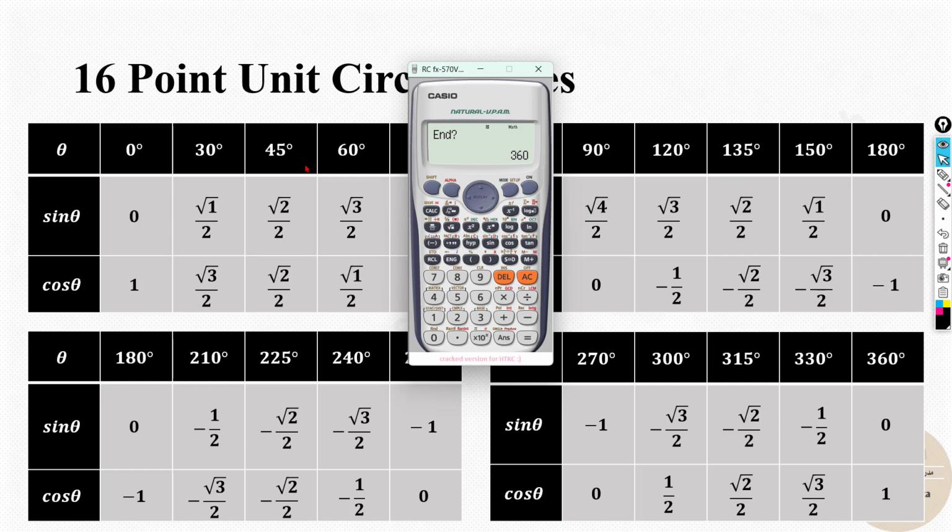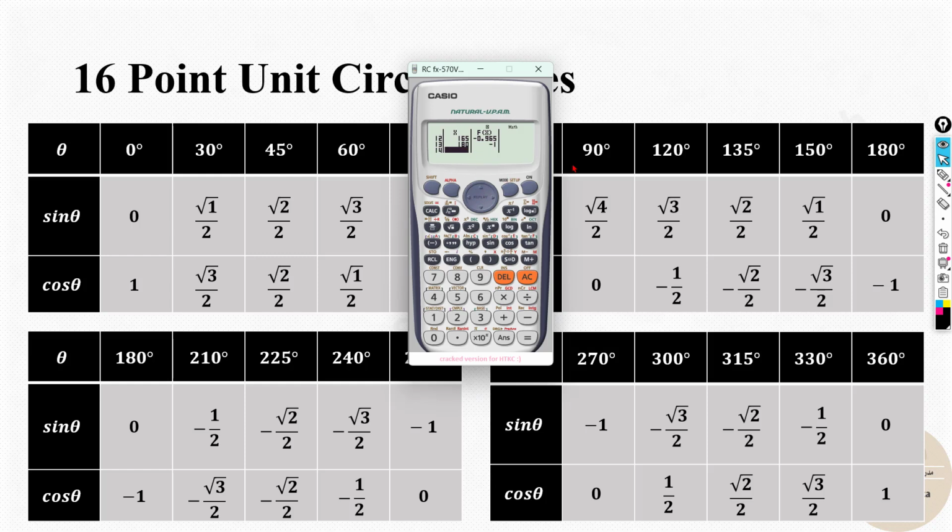If you end it at 360, you're not able to get 15, 45, all these values. So what I'll do is I'll halve it. I'll make it 180 degrees and put the step of 15. Now this time you're going to get all the values from 0 in intervals of 15 till 180.